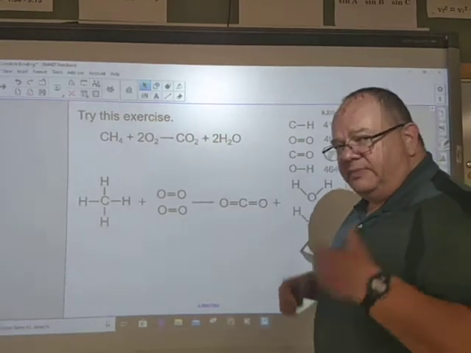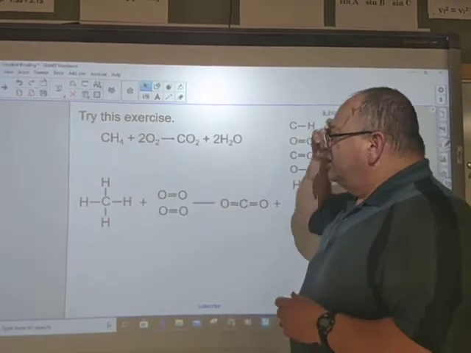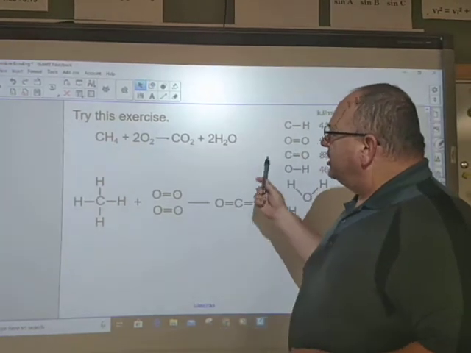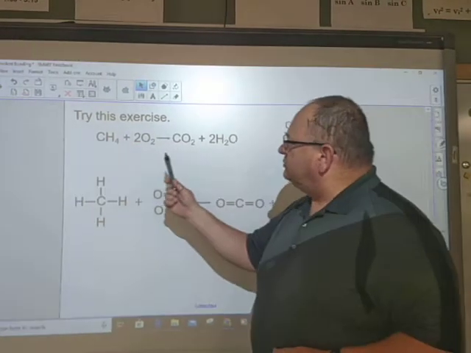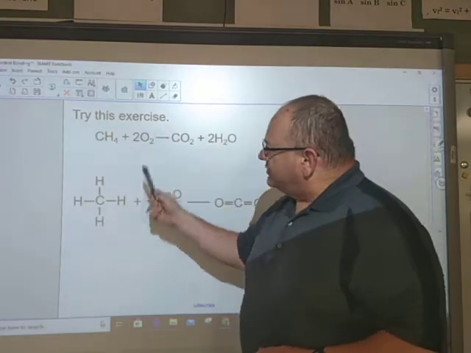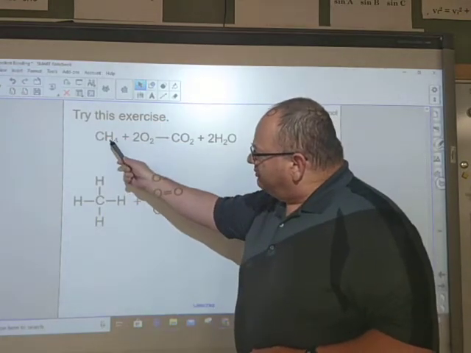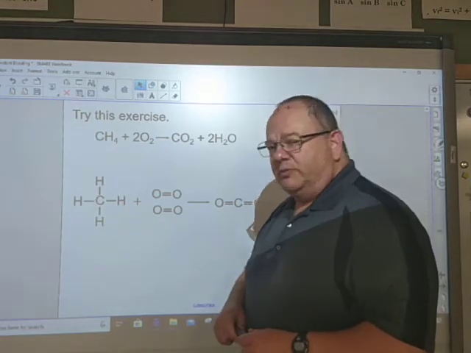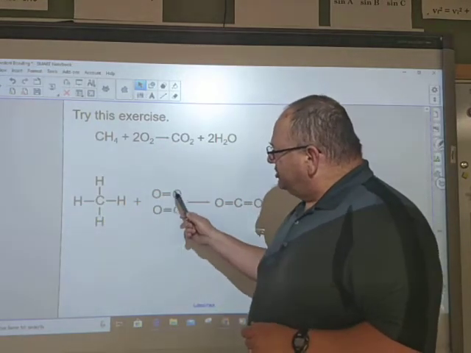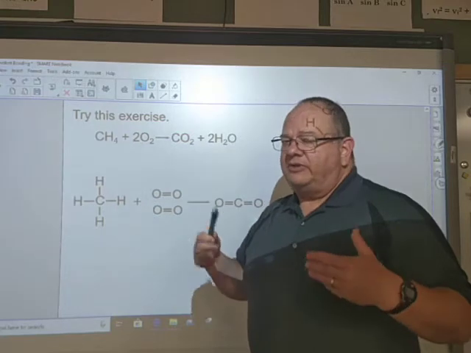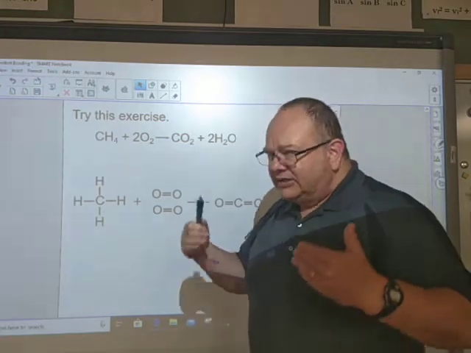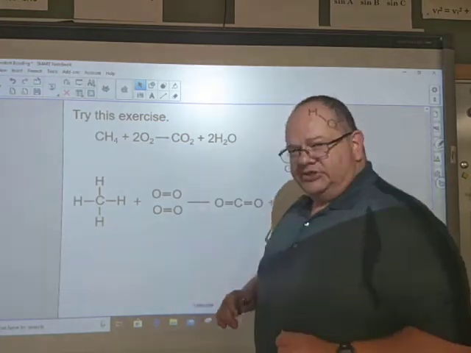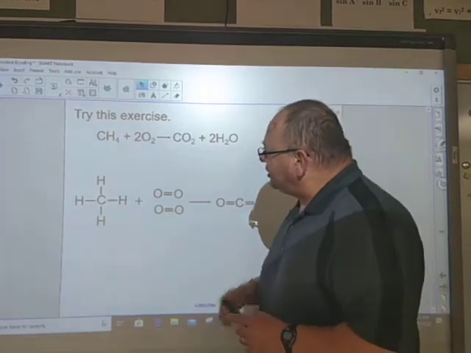If you haven't already, please get out the exercise that you would have done. So here we go. What I did is I wrote out some formulas. So methane, CH4, it's got a carbon bonded to 4 hydrogen, single bonds. The oxygens, we're going to represent it with a double bond. That's not technically correct, but this is our simplified model. And there's 2 of them.